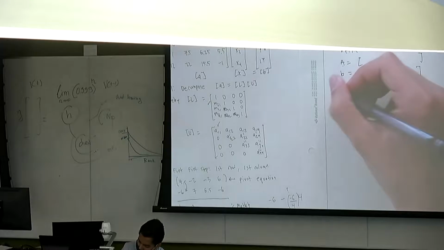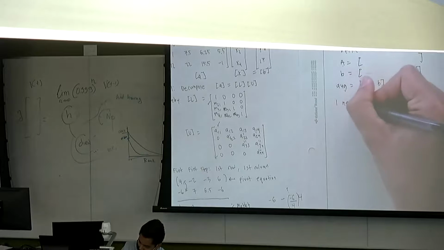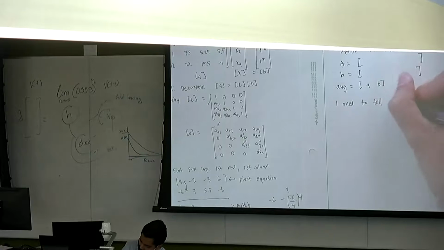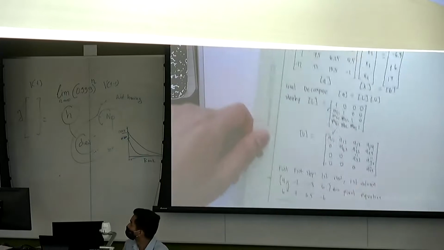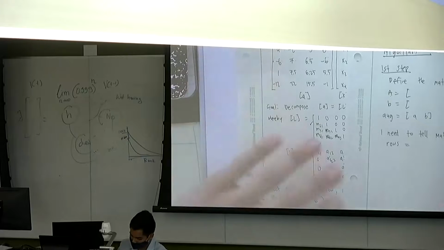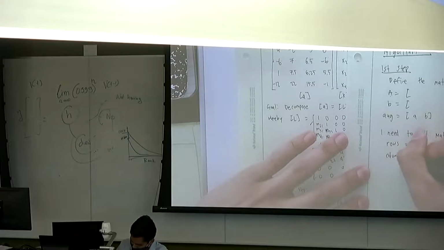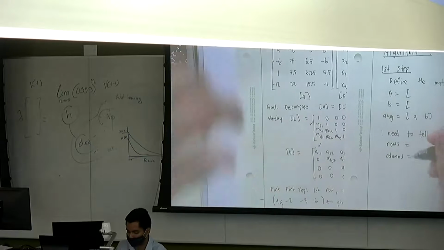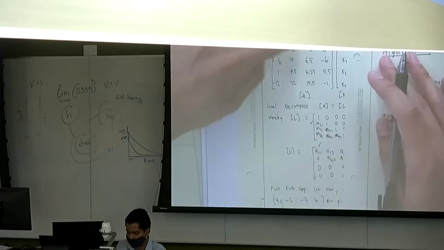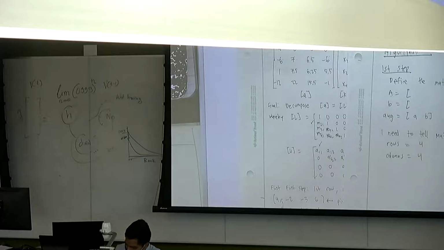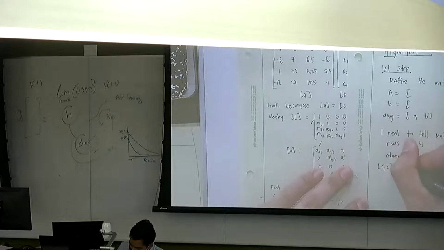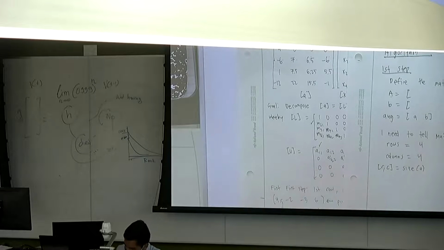So I want to do some for loops. So I need to tell MATLAB how many rows? How many columns? So it's only for LU decomp, so we're only going to look for the A. So this is just a 4x4 matrix. So we have 4 and 4. Okay. And then I'm going to go into MATLAB and type how to define that. And that's going to be the size of A. Okay.